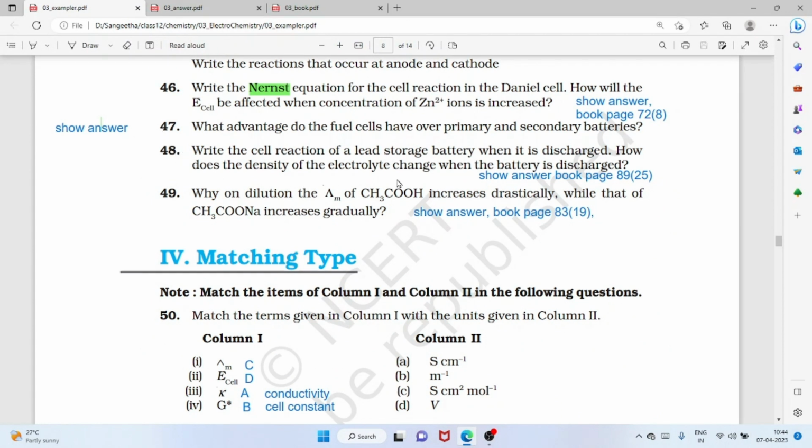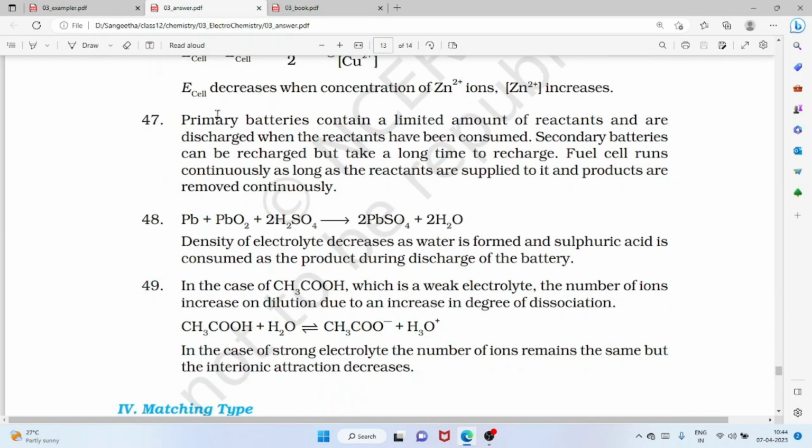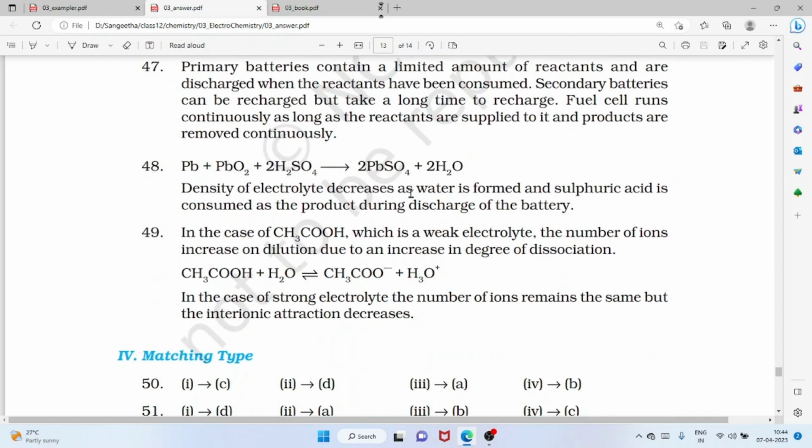Write the cell reaction of the lead storage battery when it is discharged. How does the density of the electrolyte change when the battery is discharged? This is the cell reaction. The density decreases as water is formed and sulfuric acid is consumed during the discharge of the battery.